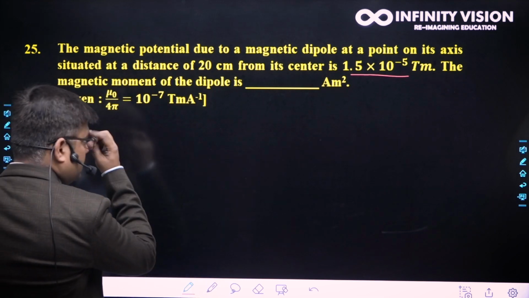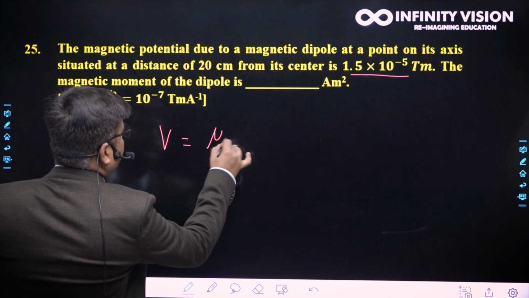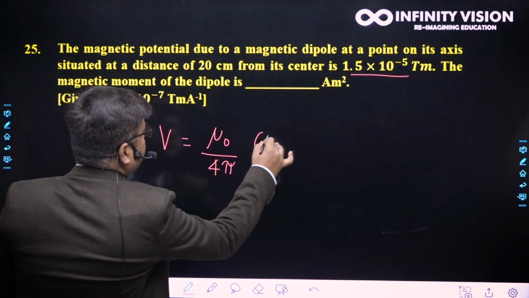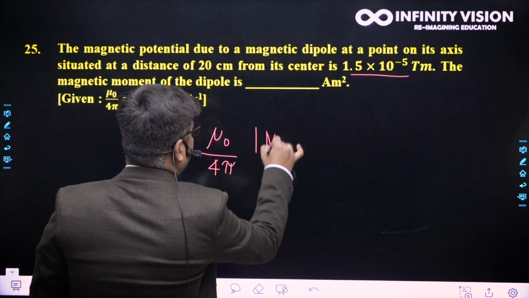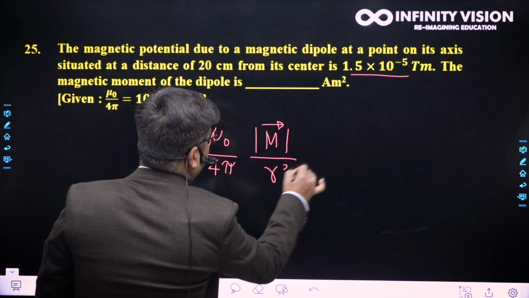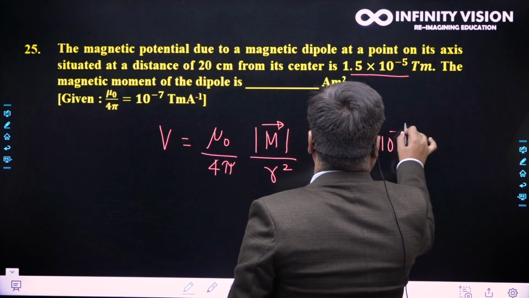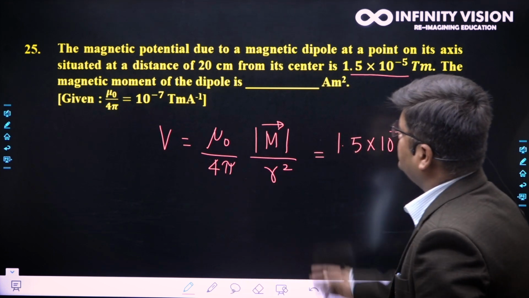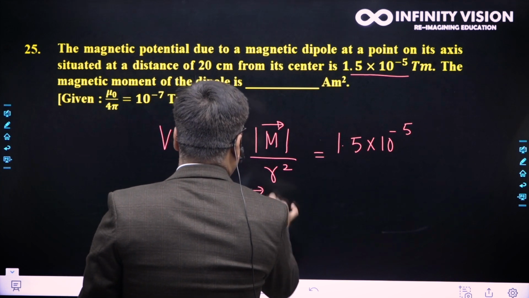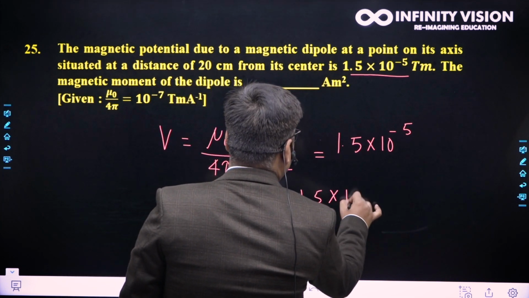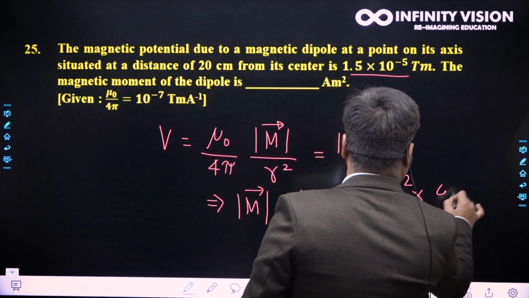We know that the value of magnetic potential is given by mu naught upon 4 pi, magnitude of magnetic moment upon r square. And this is given by 1.5 into 10 raised to the power minus 5. Now we have to just calculate the value of m. So the value of magnetic moment m vector will be 1.5 into 10 raised to the power minus 5 into r square into 4 pi upon mu naught.